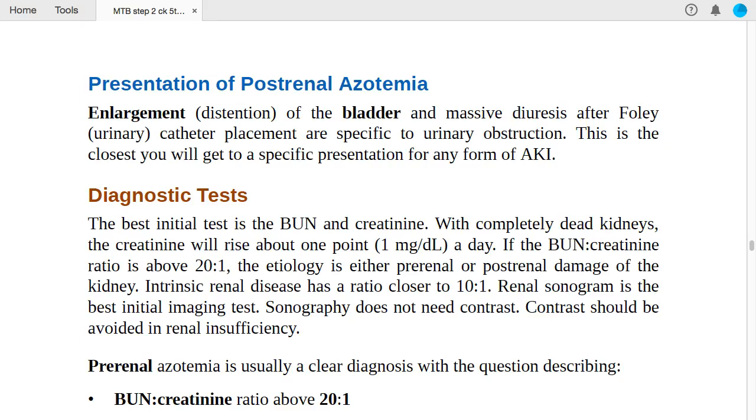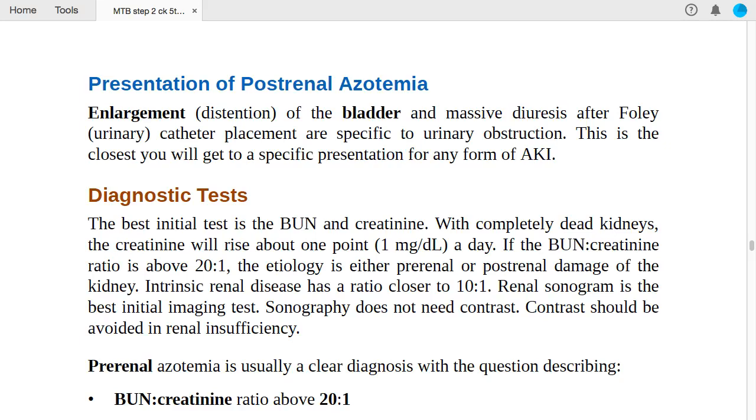After Foley's urinary catheter placement are specific to urinary obstruction. When you put this Foley's catheter, if it was a case of obstruction, definitely you're going to see massive diuresis just after inserting it. This is the closest you will get to a specific presentation for any form of acute kidney injury.